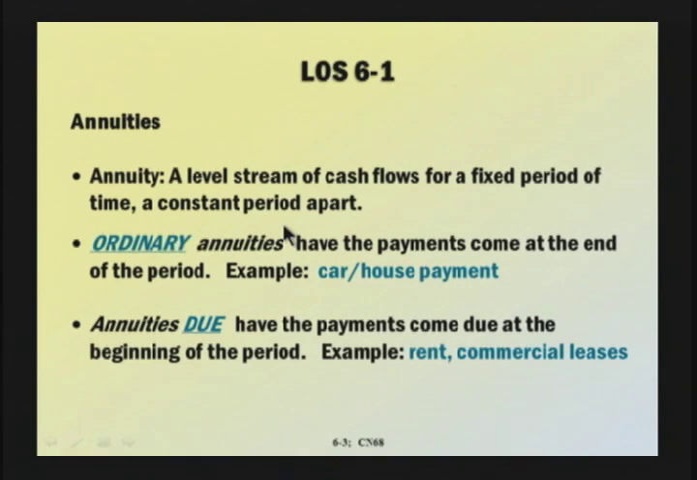There are two types of annuities based upon when the payments are made. Ordinary annuities are annuities where the payments come at the end of the period. Annuities due are where the payments come at the beginning. So an example of an ordinary annuity, given the name, it's what you would ordinarily encounter. An example of an ordinary annuity where the payments come at the end would be a house or a car payment, a typical loan arrangement.